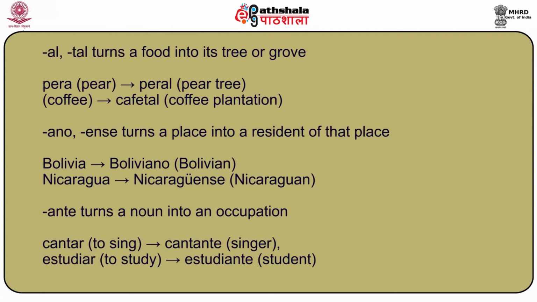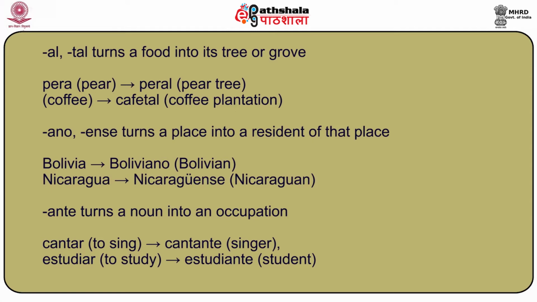Al and tal turns a food into its tree or grove. Pera, pear, becomes peral, pear tree. Cafe, coffee, becomes cafetal, coffee plantation. So I repeat, al or tal turns the food into its tree or grove. Pera becomes peral, cafe becomes cafetal. Ano or ense turns a place into a resident of that place. Bolivia turns into Boliviano, Bolivian. Nicaragua turns into Nicaraguense, Nicaraguan.